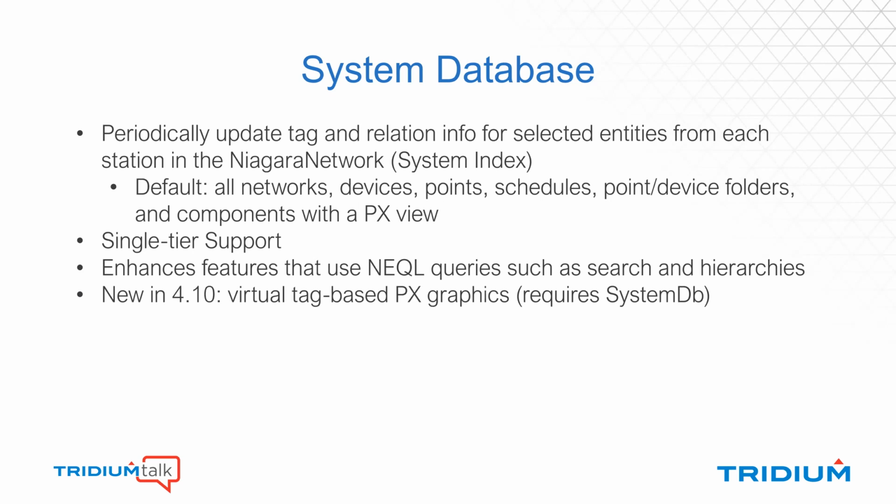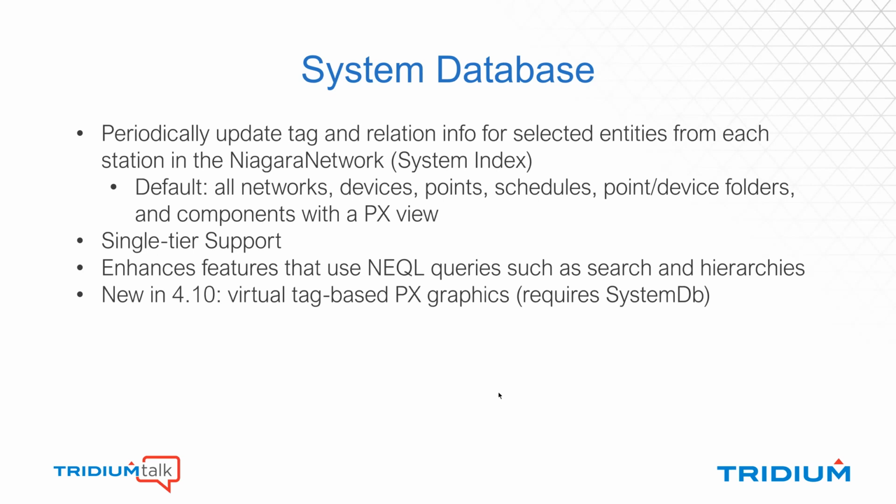System database is single tier only for now, and it enhances any features that use NiCO queries. So search, hierarchies, you can search all of the stations in your Niagara network, make hierarchies against them, as long as they've been indexed up to your system database. And then new in 4.10, we now support virtual tag-based PX graphics. So if your supervisor has a system database and you've indexed your stations to it, you can leverage virtual tag-based PX graphics against that system database, and I'll show that in just a second.